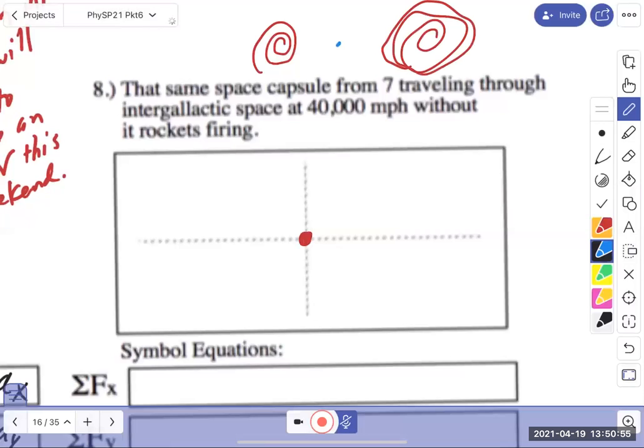Okay, so I see FP, a force of push. Now, in this case, the FP would actually be a force of thrust. But in order to have thrust, you have to have the engines firing. So the rockets aren't firing. So there is no thrust, therefore there is no push.